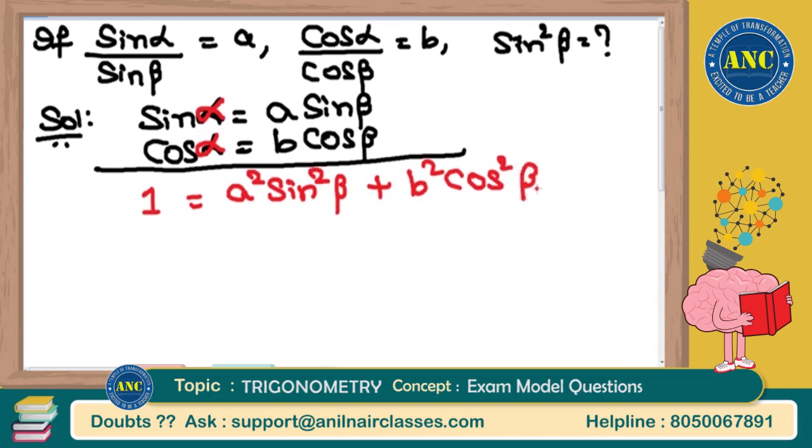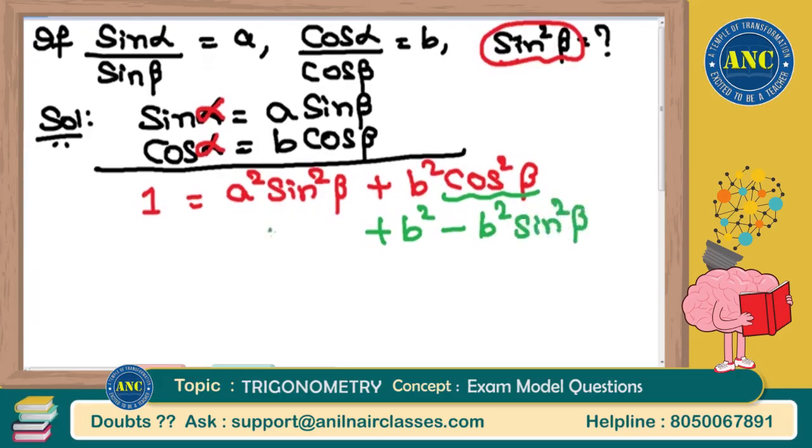Now analyze once again. In the question they are asking you for sine square beta. That means keep that sine term as it is. Express cos in terms of sine this time. Cos square is 1 minus sine square beta. That means this can be written as b square into 1 minus b square into sine square beta, right? Already I have A square sine square beta here in the right hand side, and left hand side 1 I will keep as it is. Now your answer is almost over.